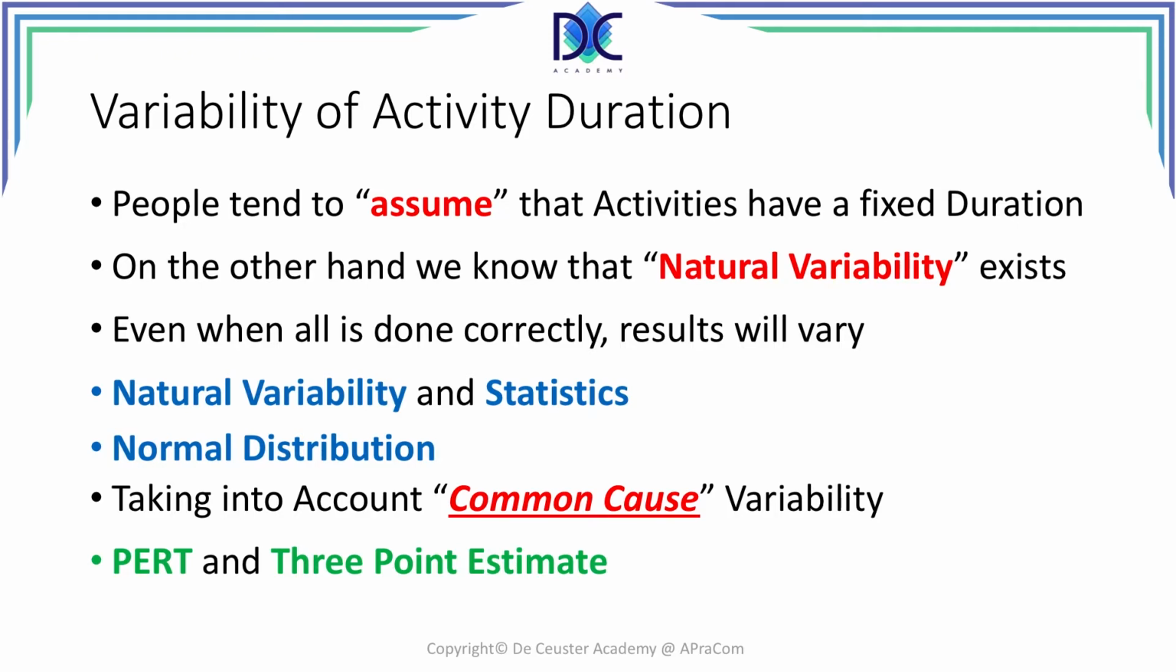Variability of activities is something that people do not like. People tend to assume that activities have a fixed duration and should have a fixed duration. On the other hand, we know that natural variability exists. Many things we do are not done exactly the same way as we did them before. Going to the office, the duration from home to the office may vary even when we don't do anything wrong.